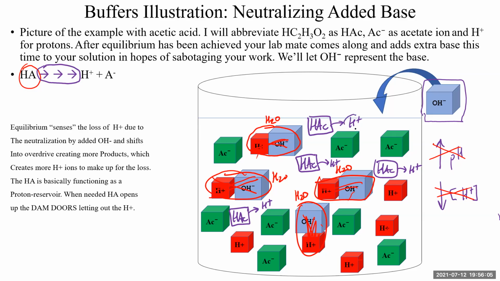The point is that H plus is released by this proton reservoir of acetic acid. Acetic acid, our proton reservoir, releases hydrogen ion as needed, when needed, to replace the lost hydrogen ion that went into canceling out that added hydroxide ion. So more H plus ions get generated by equilibrium. Both directions of the dissociation process are always in effect, but when one direction decreases, the other one keeps going and replenishes.